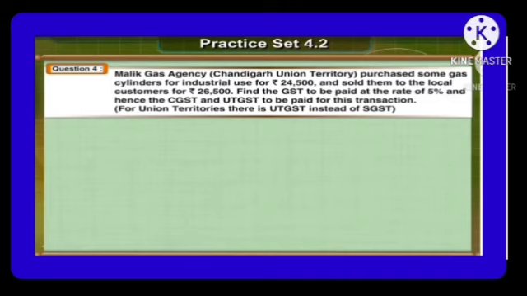Now, let's see the solution. Malik Gas Agency purchased some gas cylinders. So, GST paid at the rate of 5% on 24,500. Therefore, ITC is equal to 5% of 24,500, which is equal to rupees 1,225.